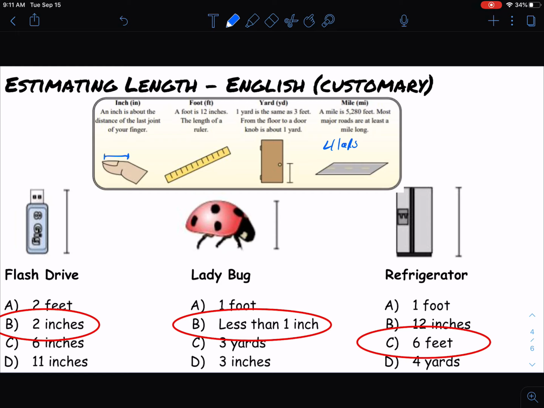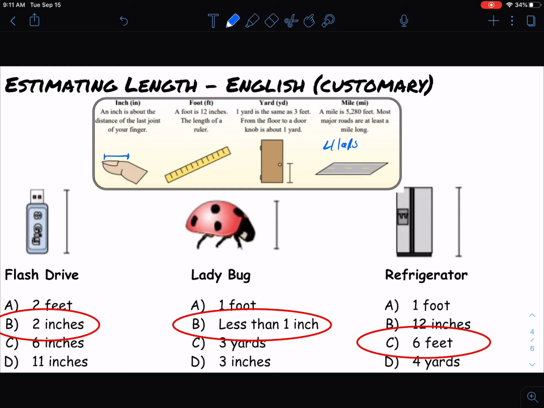And then a refrigerator. A refrigerator is going to be about 6 feet tall. When you think about walking up to your refrigerator, seeing your parents walk up to your refrigerator, it's close in their height. It might be a little taller than them, depending on your parents. It might be a little shorter than them. But your refrigerator is going to be real close to their height.